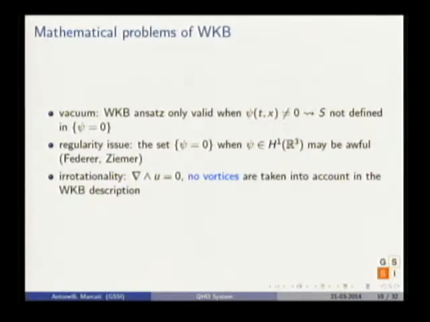And then, of course, I would like to deal with vortices. And if I take the WKB ansatz, I have to assume psi different from 0, and then u is just a gradient, so it's irrotational, and then I can't have vortices. Because, as you know better than me, vortices are exactly in the nodal region of the wave function, where psi vanishes.